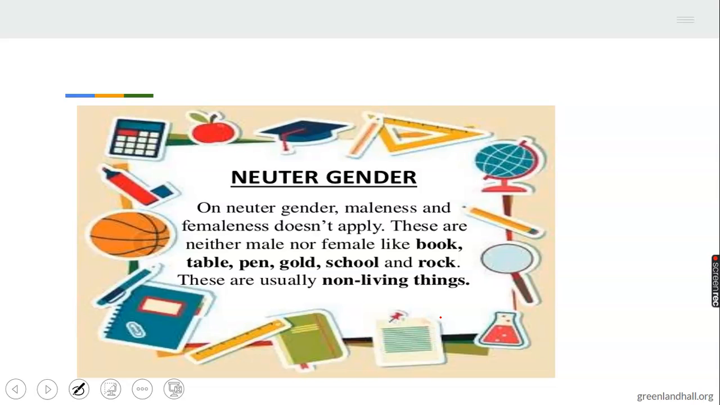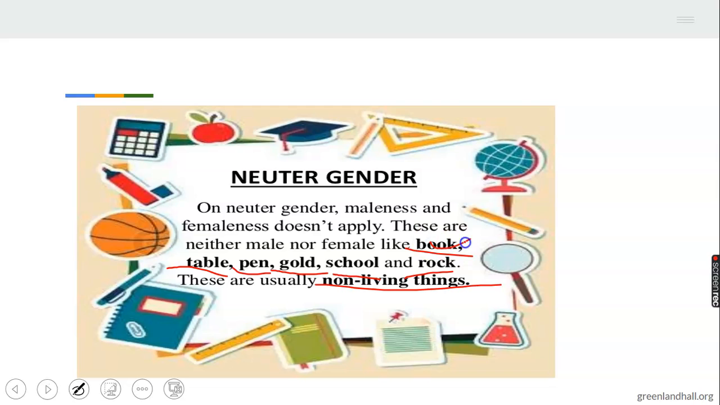Now we want to look at the neuter gender. It was also mentioned in our previous lesson that in neuter gender, maleness or femaleness doesn't apply. We are not talking about male or female. These are neither male nor female. Examples are books, table, pen, gold, skull, rock. They are usually non-living things, objects around us.